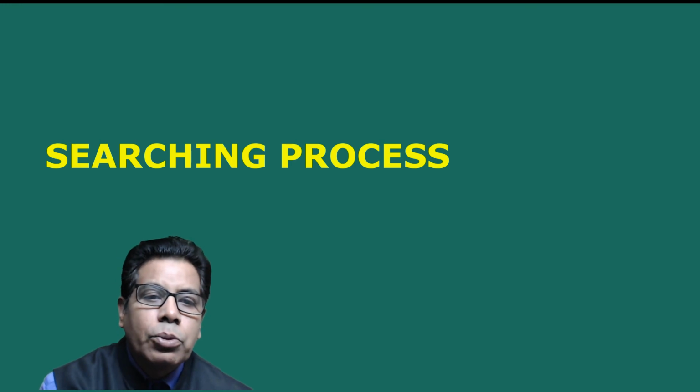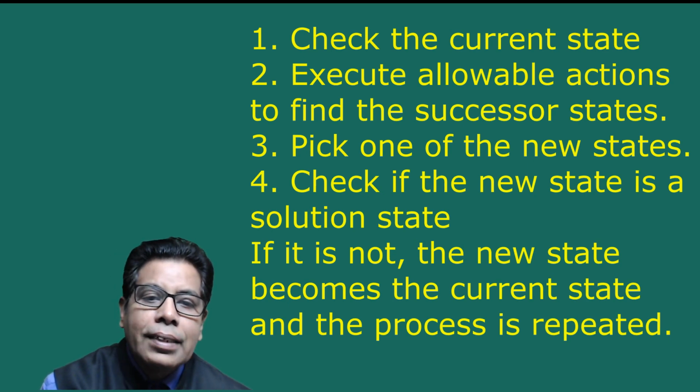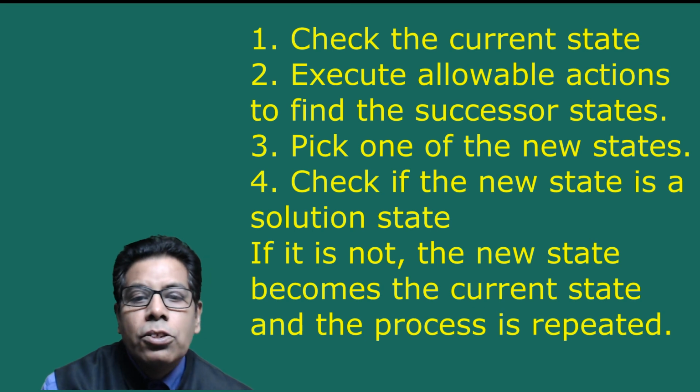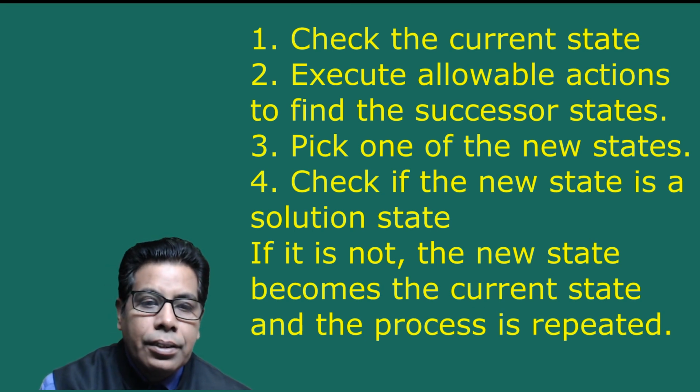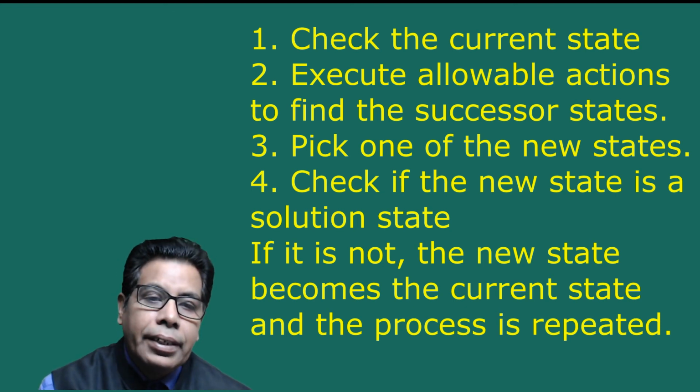Then the searching process. The generic searching process can be very simple, described in terms of the following steps. Do until a solution is found or the state space is exhausted. That means all the states have been reached. So the first step is check the current state. Then second, execute allowable actions to find the successor states. Then third step, pick one of the new states. Then fourth step, check if the new state is a solution state or the goal state. If it is not, the new state becomes the current state and the process is repeated. So in this way, we are able to find the solution to the problem.